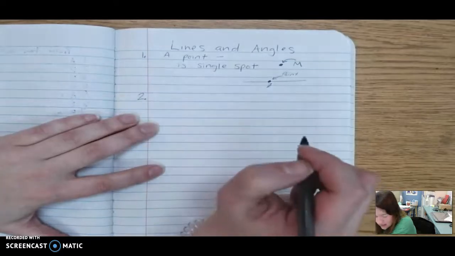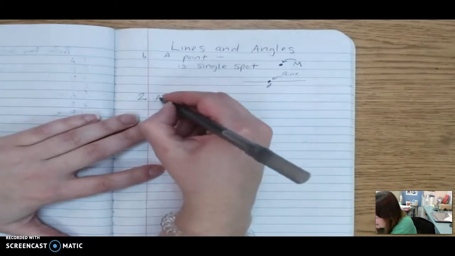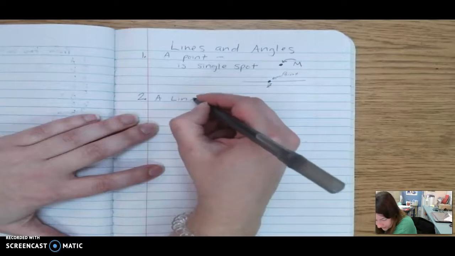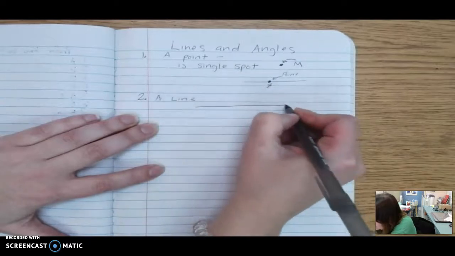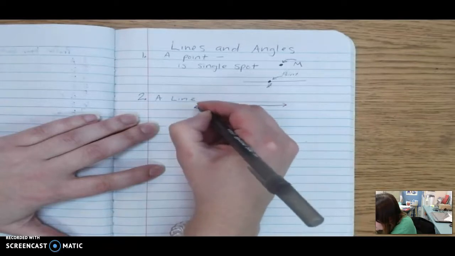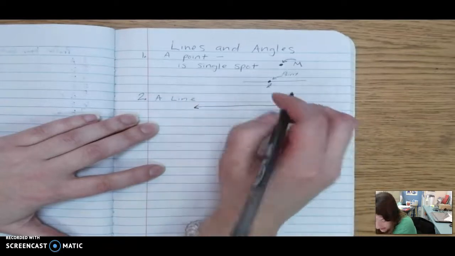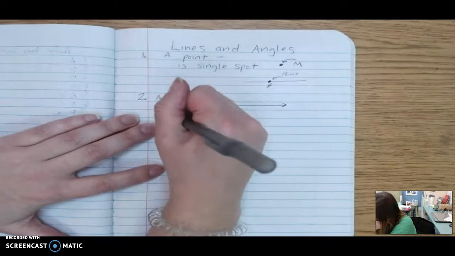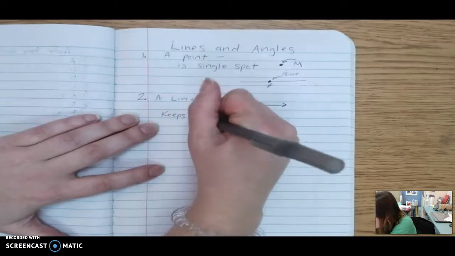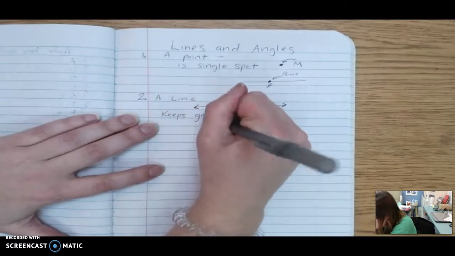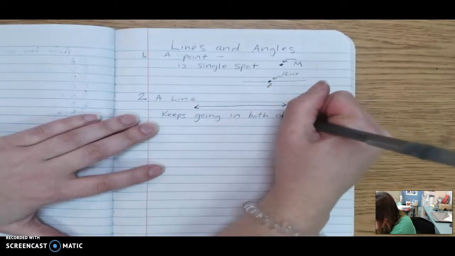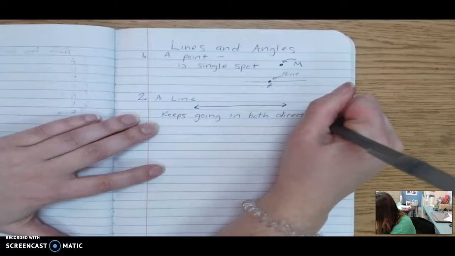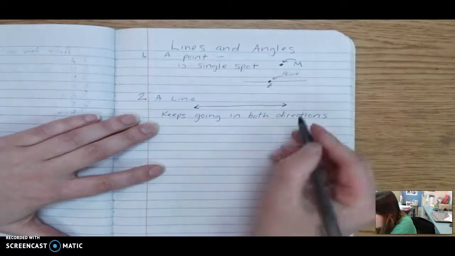The second thing the TEK said is a line. A line looks like this. You'll notice it has arrows on both sides because a line keeps going in both directions. So write that down. A line keeps going in both directions.